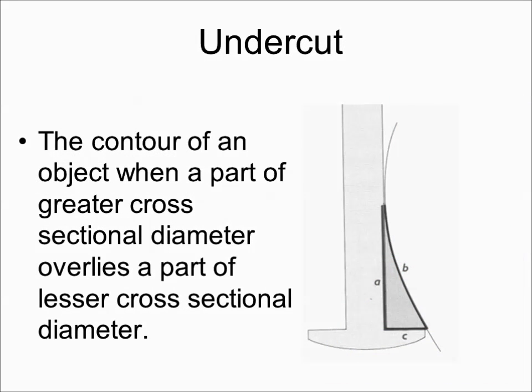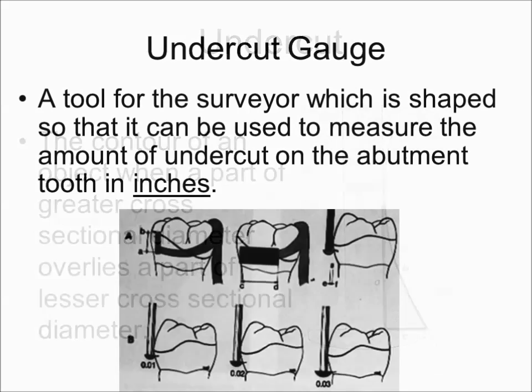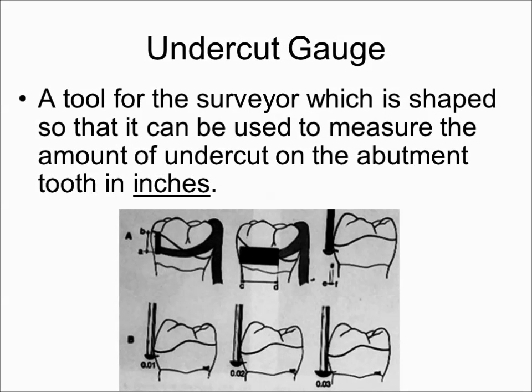The contour of an object when a part of greater cross-sectional diameter overlies a part of lesser cross-sectional diameter is referred to as an undercut. Undercut is essential to retain the conventional partial denture. In other cases, undercut is excessive and must be eliminated by tooth preparation or blockout. A tool for the surveyor which is shaped so that it can be used to measure the amount of undercut on the abutment tooth in inches is called an undercut gauge. Your kit should contain 3 undercut gauges.